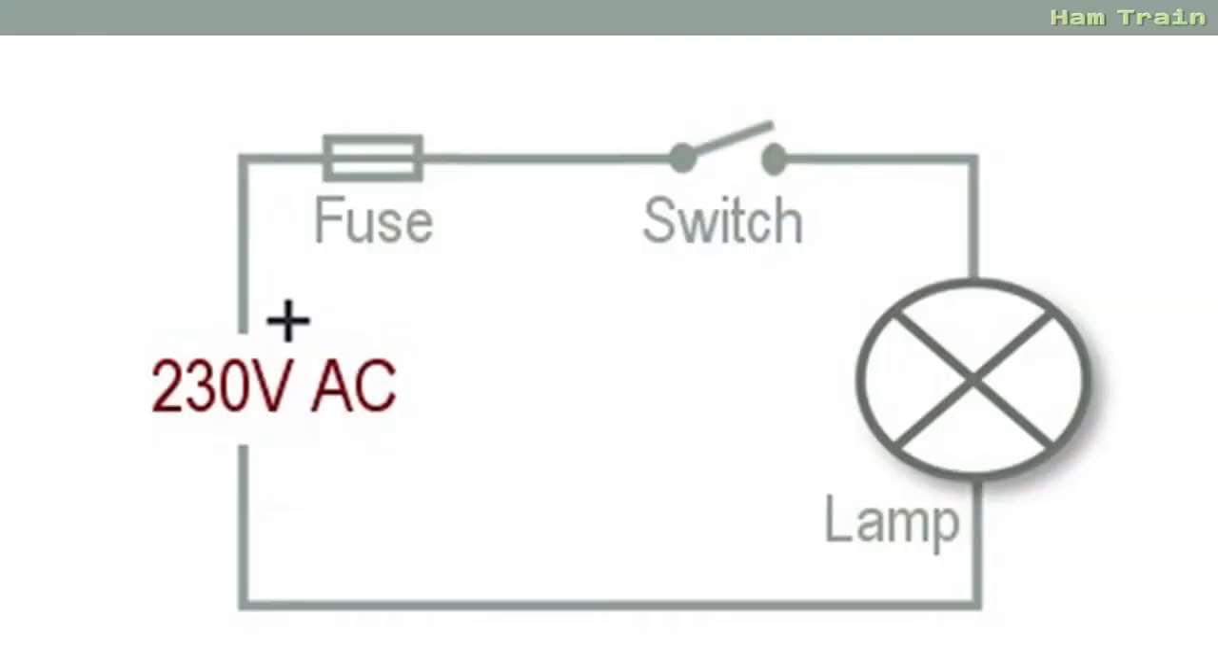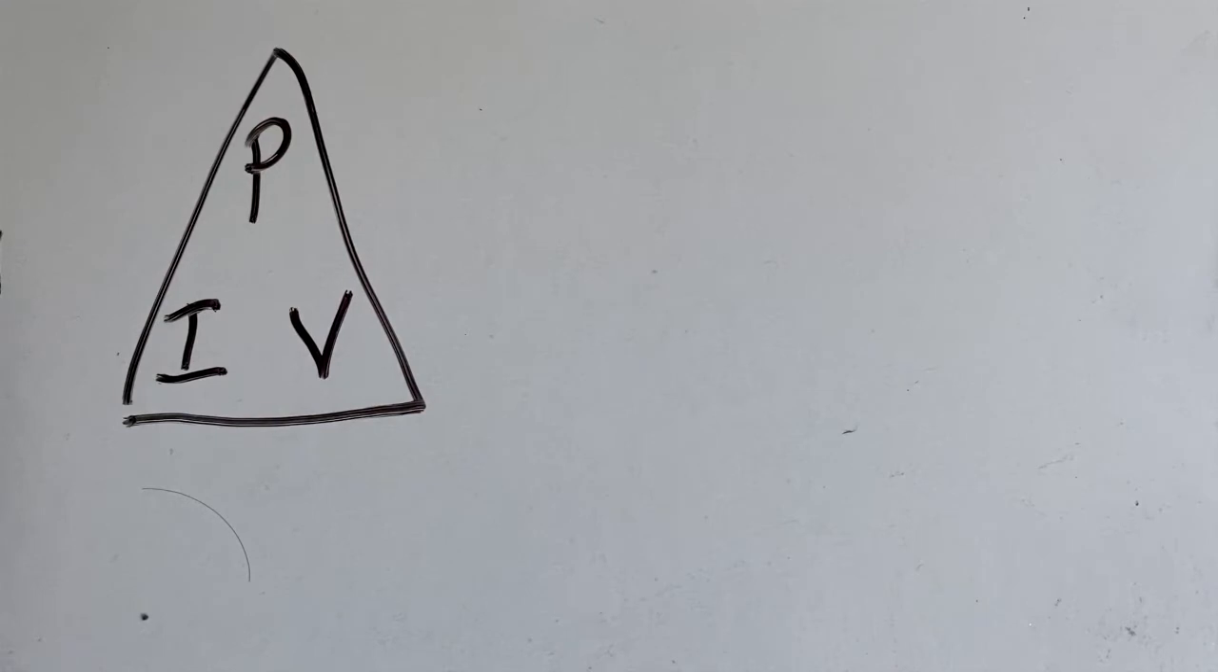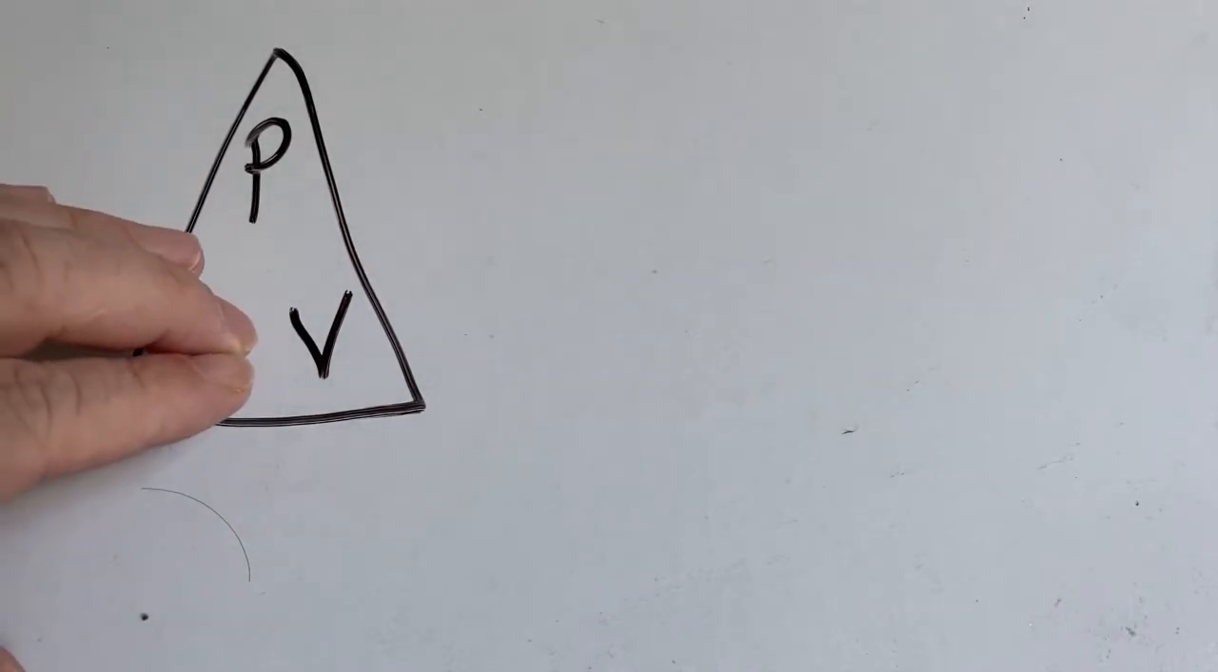So how do we calculate which fuse we need to use? For this, we're going to use our triangle. At the top of the triangle, P for power, which is measured in watts. Bottom left, you have the current, I, and bottom right, V for voltage. Now in this case we want to calculate the current, which is measured in amps, because fuses are in amps, so we cover the I. That leaves us with P over V.